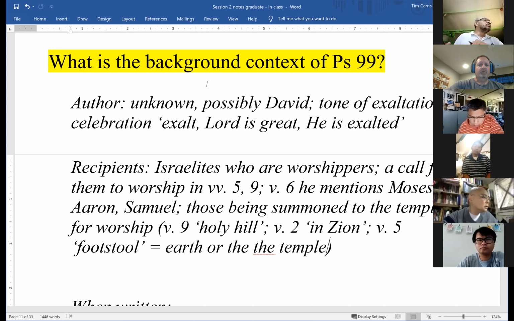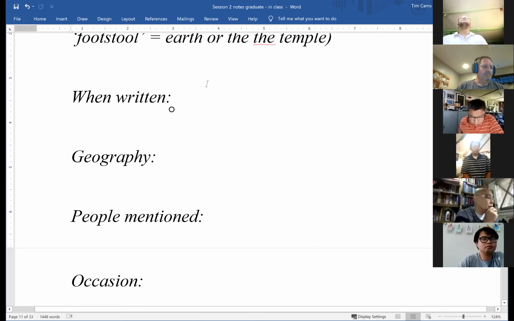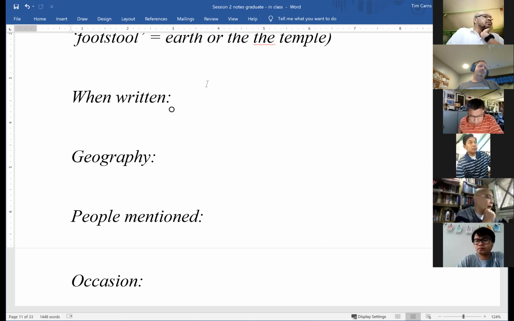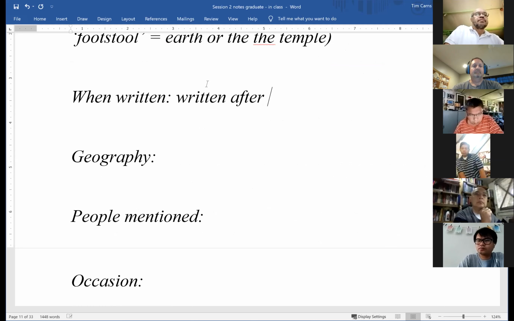All right. When was it written? And again, we're not given a date here in the psalm, but can we determine a time period, a range of time? When was the earliest it could have been written? I'll start there. Pastor Tim, yes. It's definitely post Samuel, after the death of Samuel, perhaps.